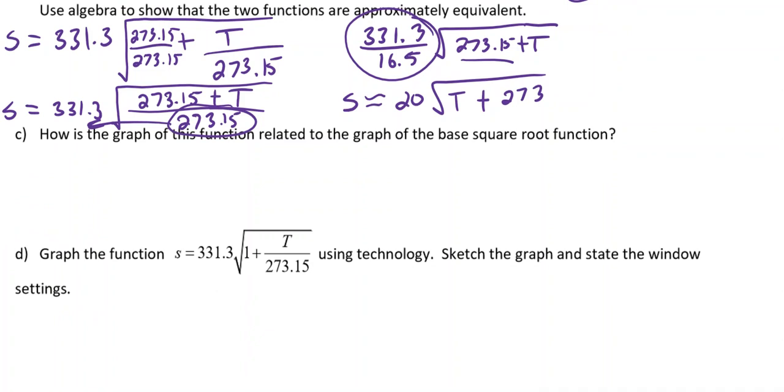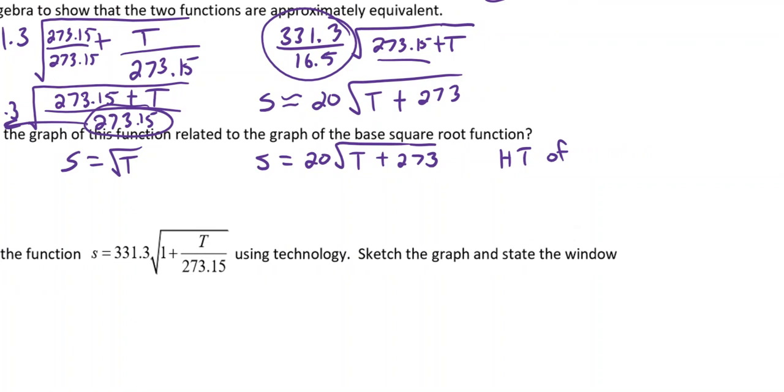Okay. How is the graph of this function related to the graph of the base square root function? So the base square root function, you could write it as s is equal to the square root of t. And the function we're looking at is s is equal to 20 times the square root of t plus 273. Okay, well then we have a horizontal translation of what? 273 to the left. Yeah, 273 left, and we have a vertical stretch of 20. Yep.